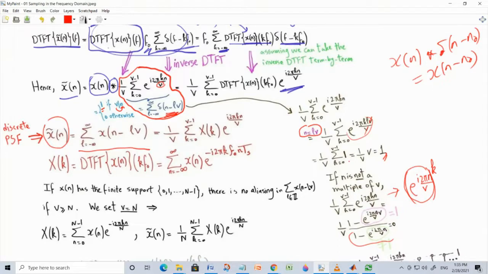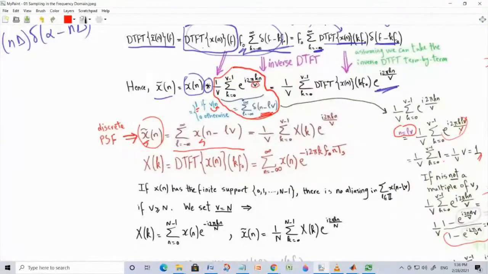X tilde of n is the signal in time whose discrete time Fourier transform is the discrete time Fourier transform of x of n, but multiplied by a train of Dirac deltas spaced every f0. In other words, x tilde of n has a DTFT that is a sampled version of the DTFT of x of n. So in the time domain, how are x tilde of n and x of n related? X tilde of n is a periodization of x of n, right?